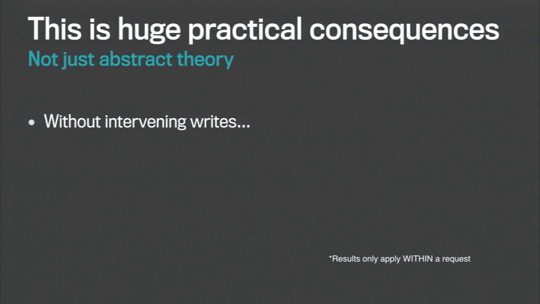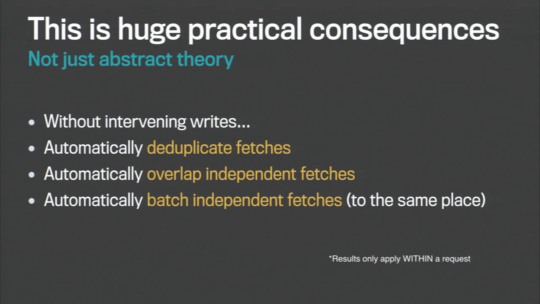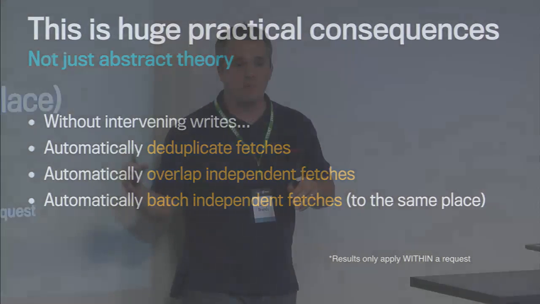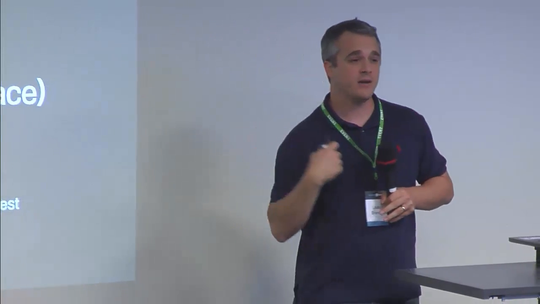And what's the last one? This is slightly lesser, but it also means I can batch independent fetches that go to the same place. So a lot of APIs, for example, Memcache has a multi-get, right? If you need to fetch 20 keys from Memcache, you can actually fetch all 20 at once instead of fetching them in 20 individual requests. You'll end up saving on traveling down into the network and back up and all that overhead, right? So this ends up being much faster.